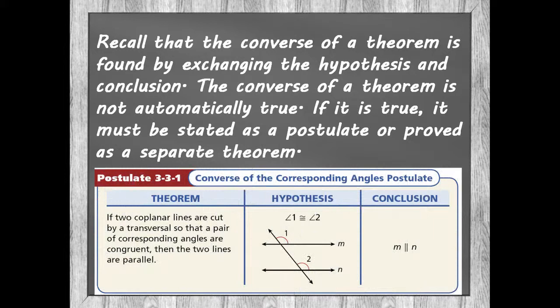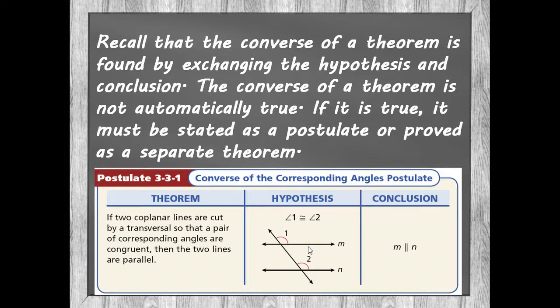Let's look at a postulate. 3.31, the converse of the corresponding angles postulate, states: if two coplanar lines are cut by a transversal so that a pair of corresponding angles are congruent, then the two lines are parallel.